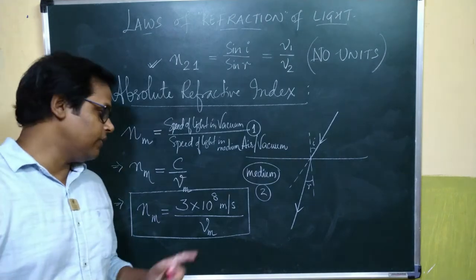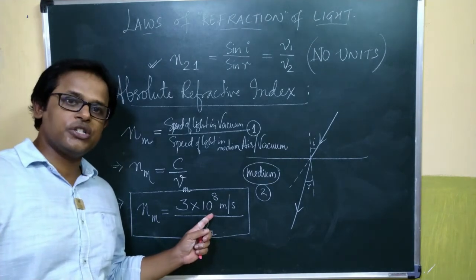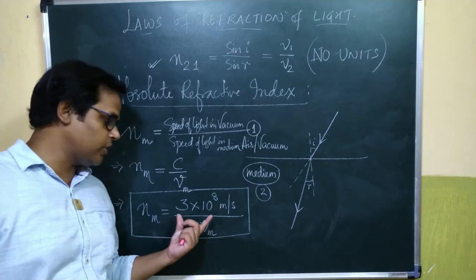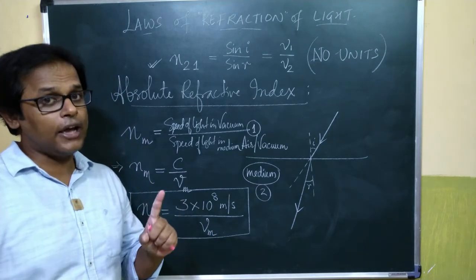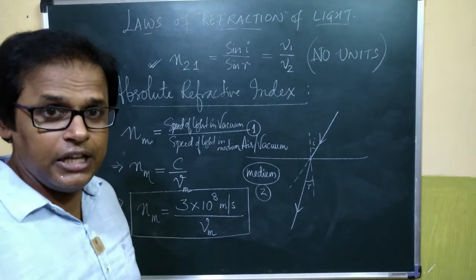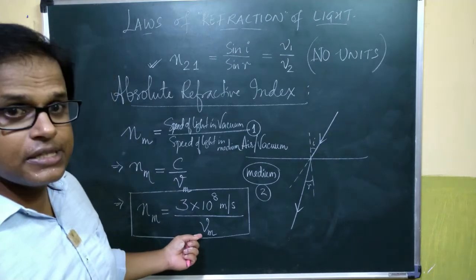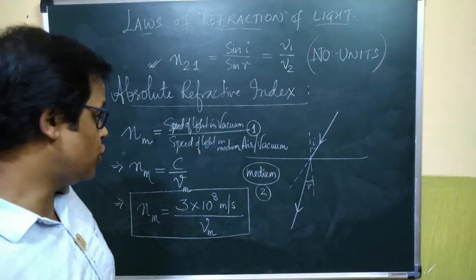My dear, even if this value is not mentioned in your question, you're always free to use this for your calculation for speed of light in air or vacuum only. For any other medium, the speed of light will be decreasing. That is this Vm in the denominator.